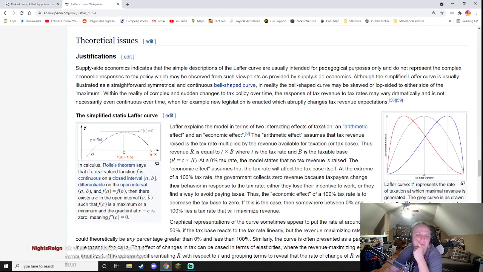Justification. Supply-side economics indicates that the simple descriptions of the Laffer Curve are usually intended for pedagogical purposes only.